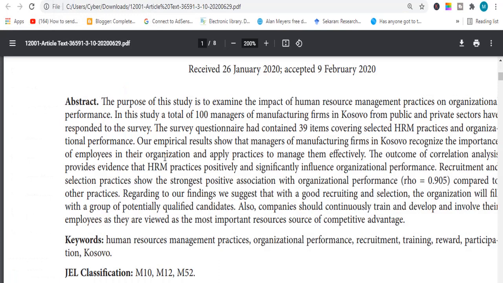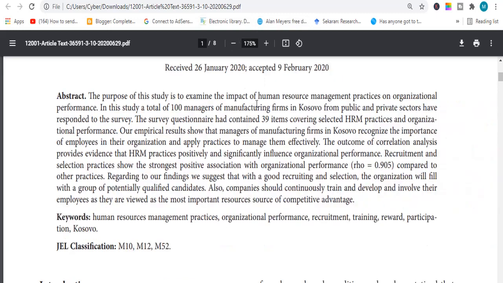The first example I will show you is from an article which was published in 2020. As you can see in front of you, there is a complete abstract. This is the basic length of an abstract. The first element of an abstract is its heading, Abstract. Then you write the purpose of your study. As you can see, this is the purpose of the study.